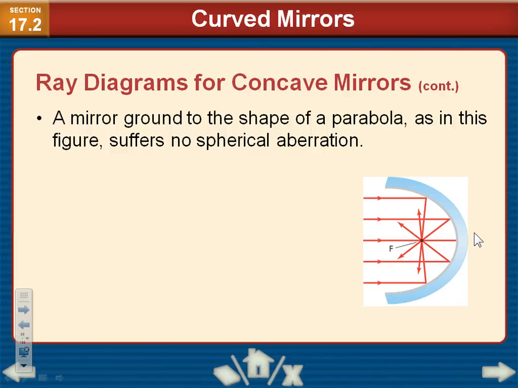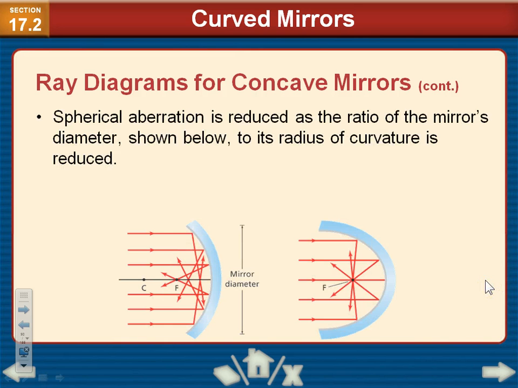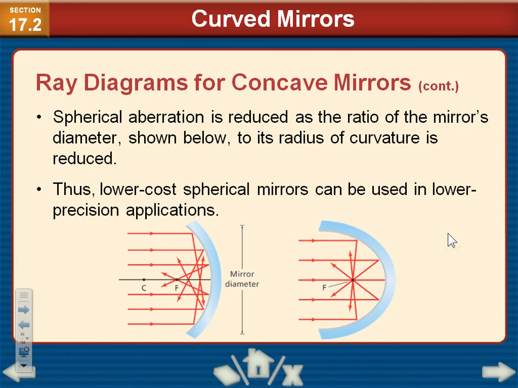If we wanted a perfect image to form, we would have to use a parabola instead of a sphere, and then we'd get rid of the spherical aberration. These are very expensive to make, though, so it's a lot cheaper to make a spherical mirror. Those are easy to make, and then we use some secondary mirrors or lenses to correct the image. So for lower cost, less precise applications, we use the spherical mirror and correct the image.